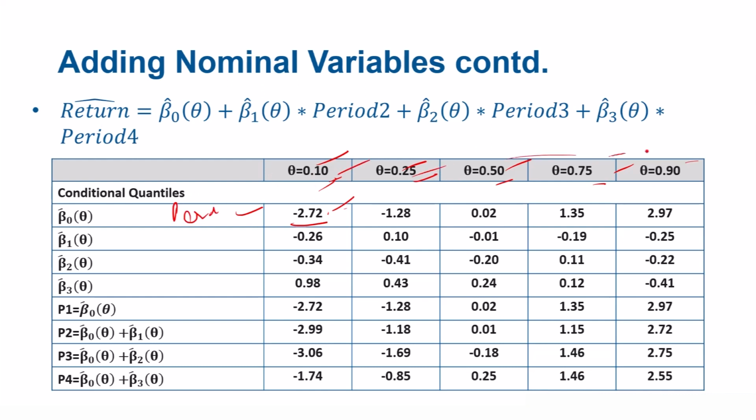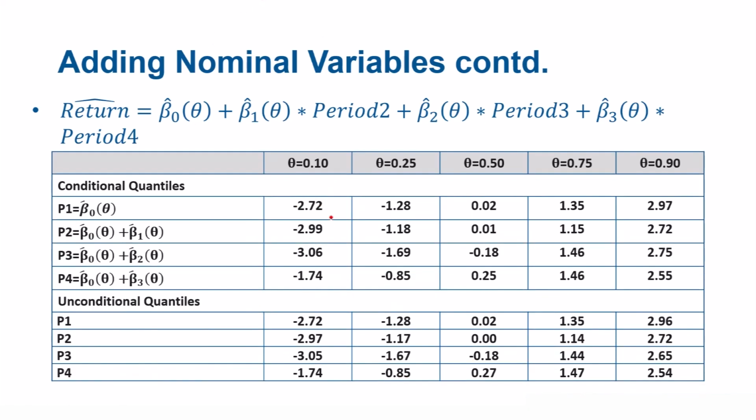Now suppose you want period 2 for a particular quantile, let's say the 10th percentile. In that case, you add this minus 2.72 to beta 1 and you'll get this. Similarly, for period 2 you get the 25th percentile or Q1, median, Q3 and 90th. Similarly, for period 3, you add the reference category to beta 2 to get period 3 for each of the quantiles. And if you add the reference category to beta 3, you'll get the final period. So you can get conditional quantiles like this.